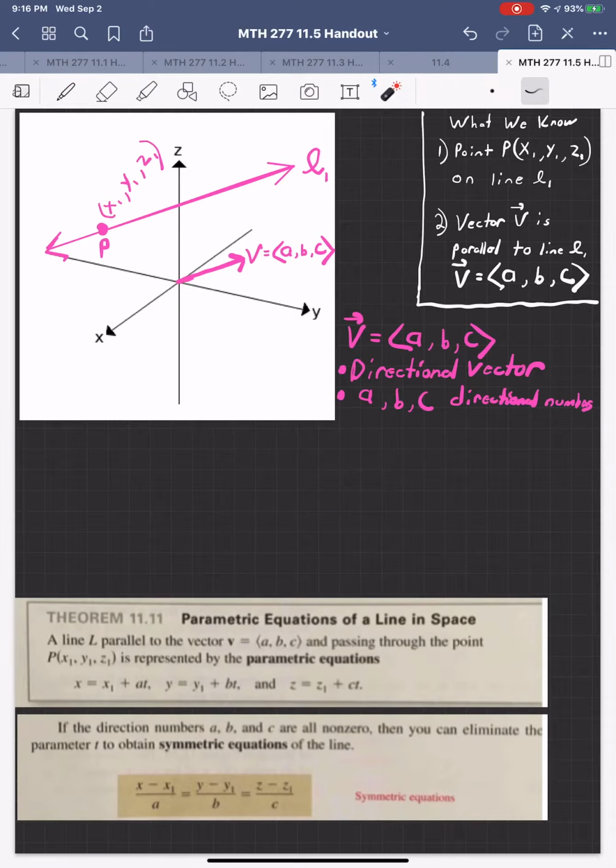All right, so from this information, how do we build an equation of a line? Well, first off, the type of equation that we're going to build is going to be a parametric equation.